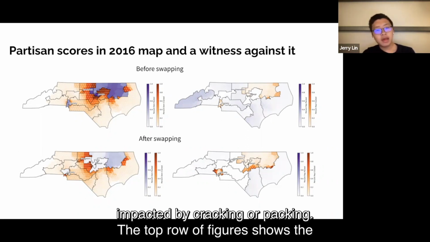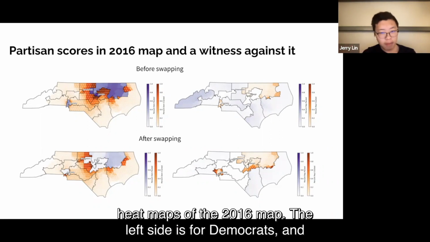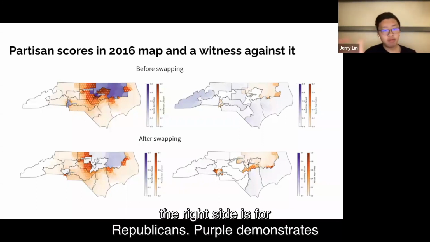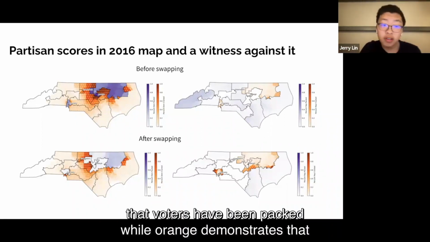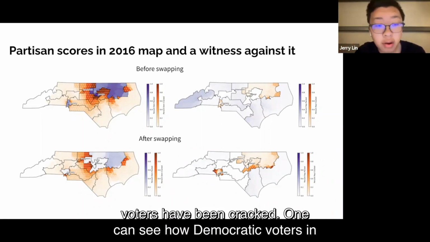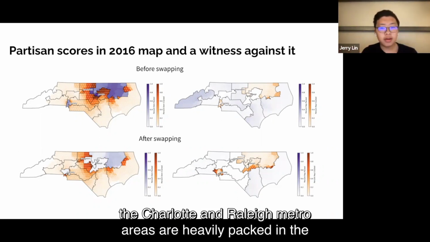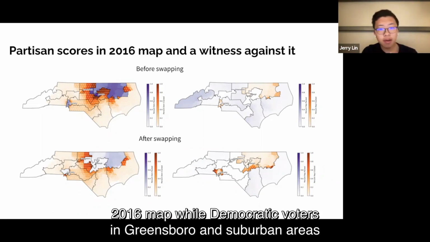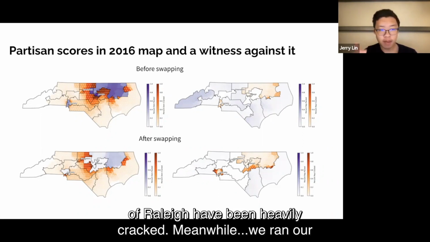The top row of figures shows the heat map on the 2016 map. The left side is for Democrats, and the right side is for Republicans. Purple demonstrates that voters have been packed, while orange demonstrates that voters have been cracked. One can see how Democratic voters in the Charlotte and Raleigh metro areas are heavily packed in the 2016 map, while Democratic voters in Greensboro and suburban areas of Raleigh have been heavily cracked.